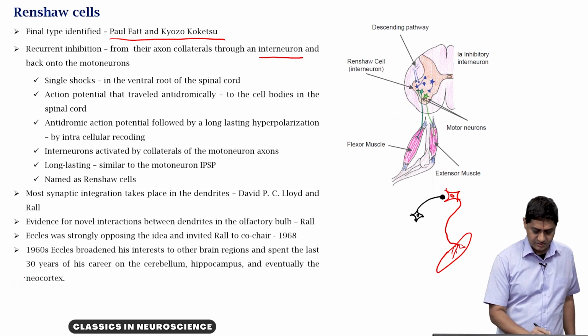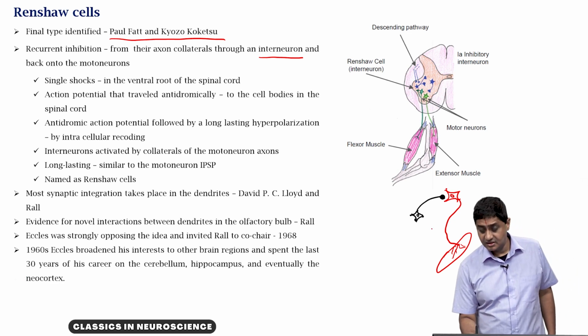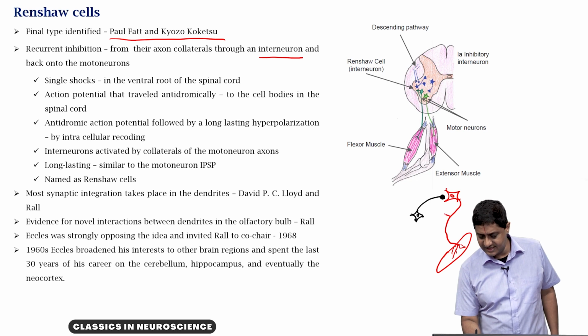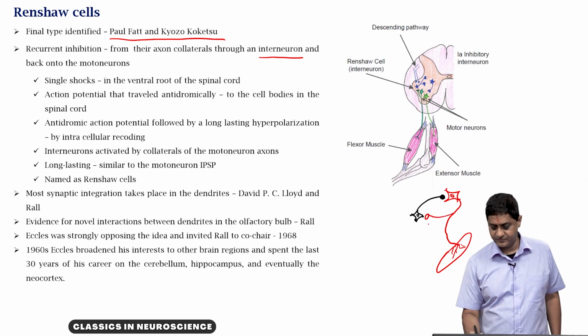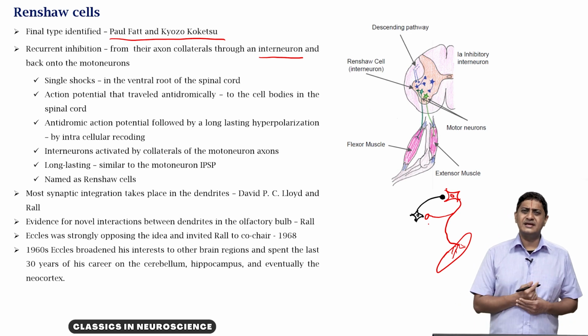It turns out this neuron that is inhibiting that alpha motor neuron is excited by an axon collateral, is excited by this collateral, this branch of an axon. Why would you excite somebody who inhibits you?